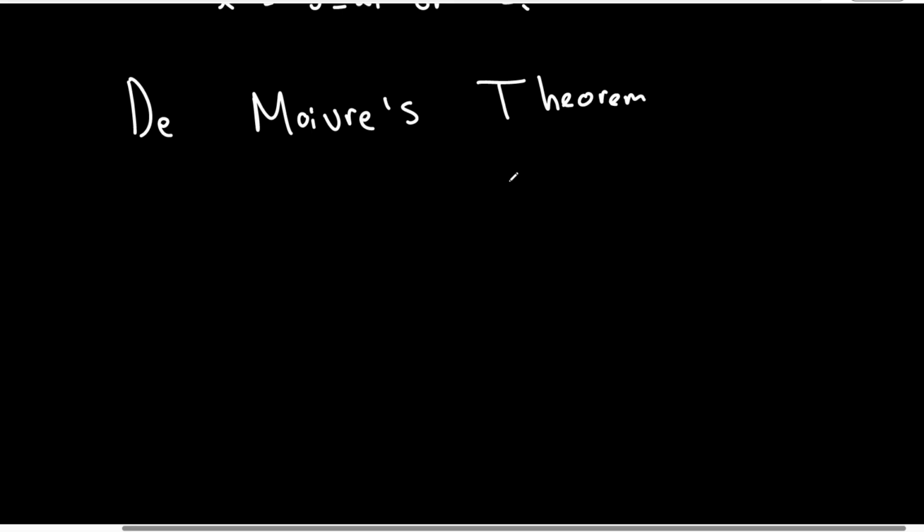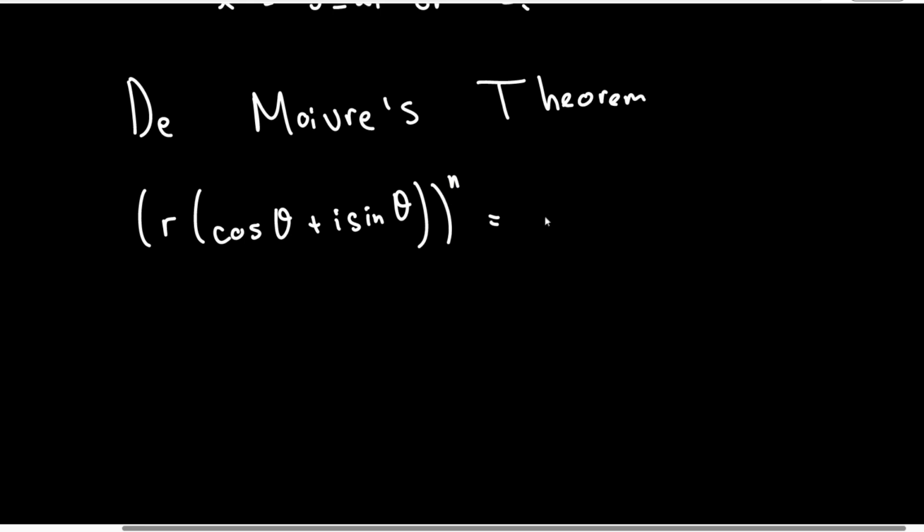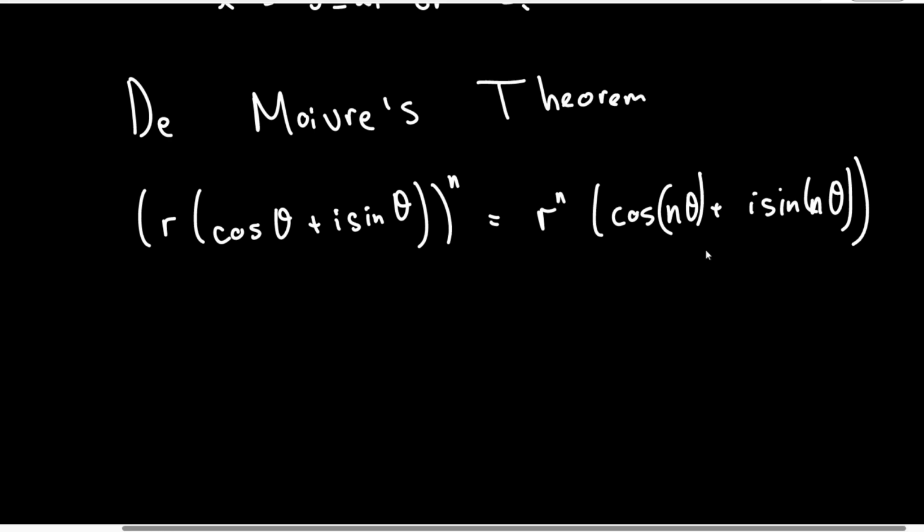Listen, it's super easy. If you have r cosine theta plus I sine theta, and we have this raised to the n, we can simply rewrite this as r to the n times cosine n times theta plus I sine n times theta. That's it. And we just got to remember that n is an element of integers. This is a very, very straightforward theorem.